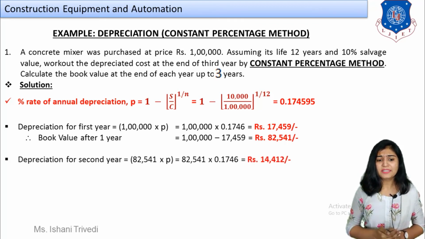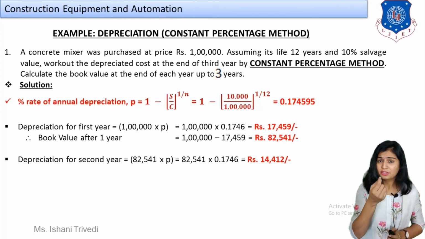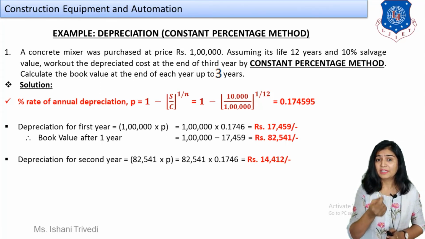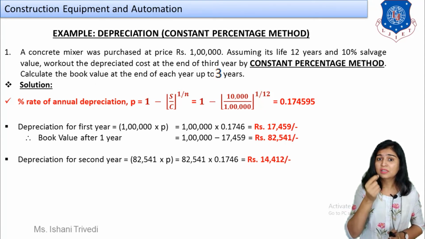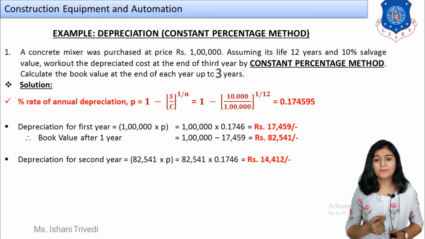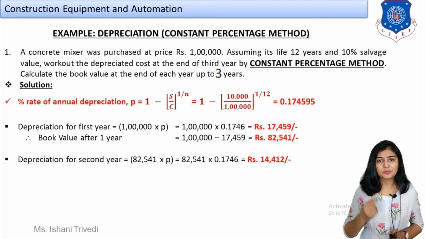Next, depreciation for the second year. Now this constant percentage is going to be multiplied with the last book value. What is the last book value over here? We have 82,541 rupees. You have to multiply the percentage value with the last book value. Please mark, this is the change as compared to your straight line method. So multiplying P, that is 0.1746, by the last book value, 82,541, gives you 14,412 rupees depreciation for the second year.